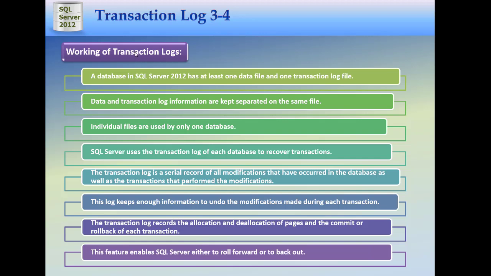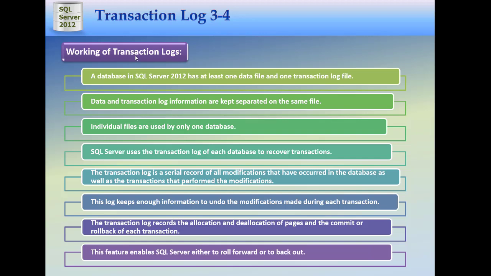Now, a database in SQL Server has at least one data file and one transaction log. If you look at the first query we executed, you can see this. Now, data and transaction log information are kept separate, and individual files are used by only one database. SQL Server uses the transaction log of each database to recover transactions, and the transaction log is a serial record of all modifications which have occurred in the database, as well as the transactions that performed the modifications. This log keeps enough information to undo the modification made during each transaction.